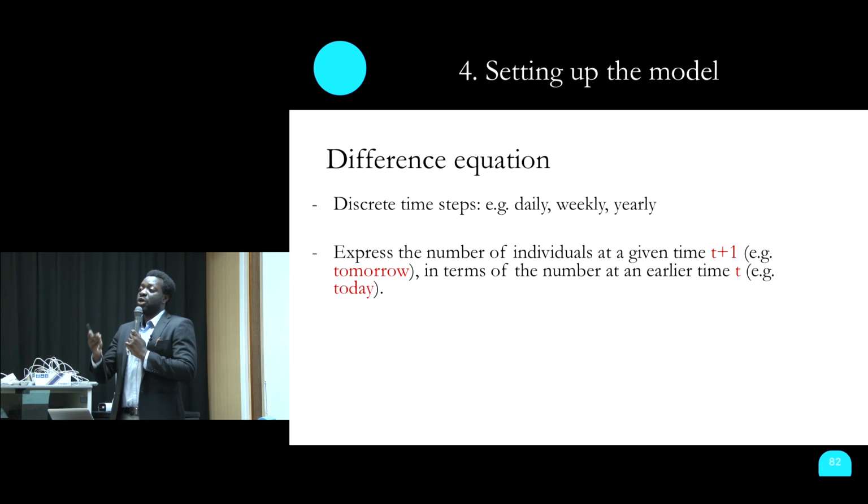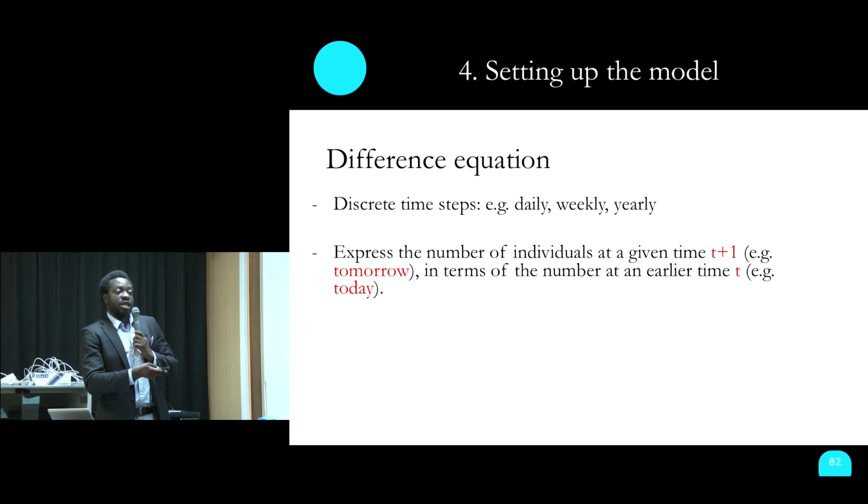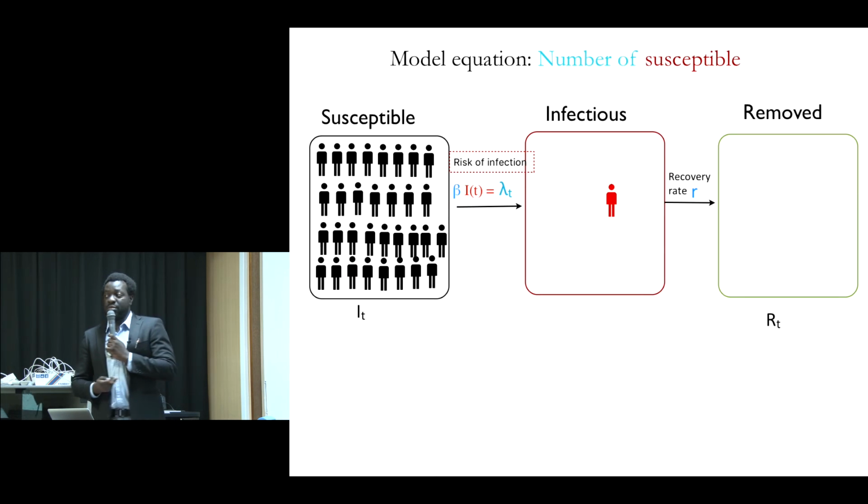And then when you arrive tomorrow, you can use the information from that day to predict the following day. So we're using the information at time t to predict the information at time t plus 1 by using difference equations. It's very simple to understand. For example, we have the susceptible here. Let's try to predict how the number of susceptible changes over time.